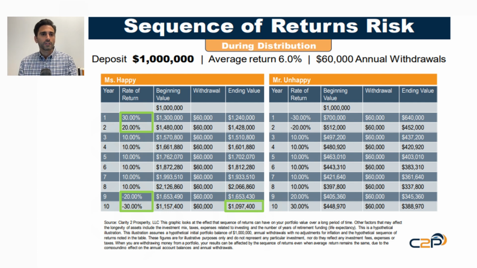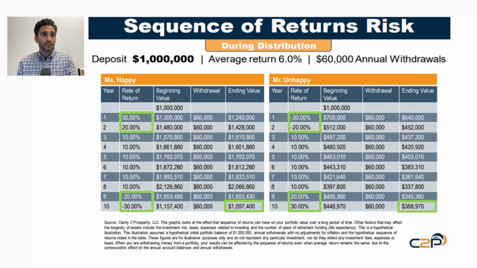Now let's shift our eyes over to Mr. Unhappy. Again, all we did here is we reversed the order or the sequence of Miss Happy's returns. So you'll see here, instead of Mr. Unhappy starting his retirement with a couple good years and ending with a couple bad years, he starts with a couple bad years in the market and he ends with a couple good years. So he started with $1 million, he took out $60,000 per year, and he ended with much less than he started with.